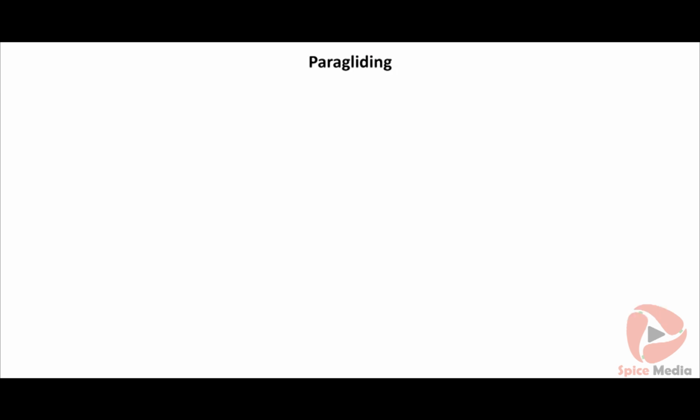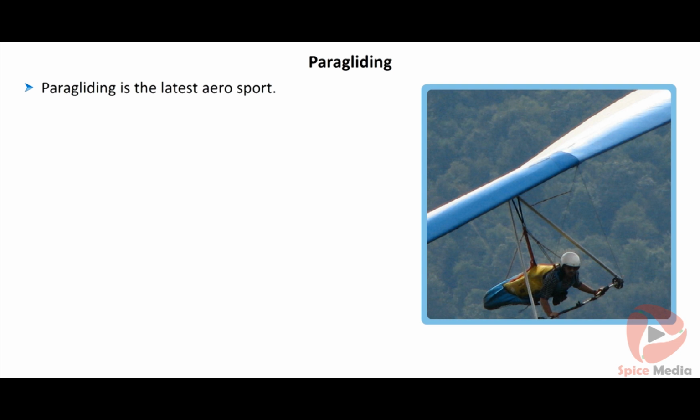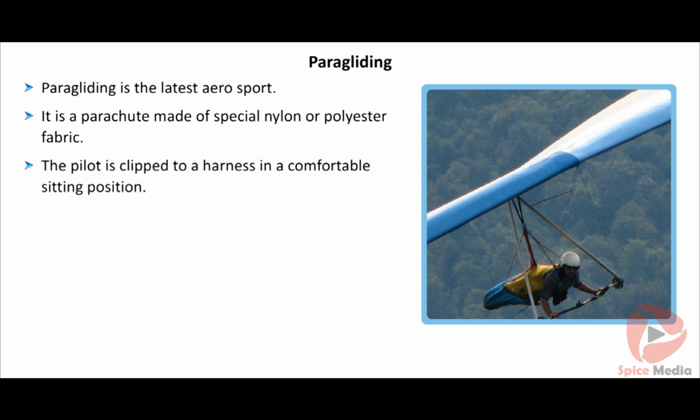You can fly to your dreams by paragliding. We're talking about paragliding, non-motorized foot-launched flying with an inflatable wing. Paragliding is the latest aerosport. A paraglider is a non-motorized foot-launched inflatable wing, easy to transport, launch and land. It is basically a parachute made of special nylon or polyester fabric. The pilot is clipped to a harness in a comfortable sitting position. A paraglider is much lighter than a hang glider and easier to operate.